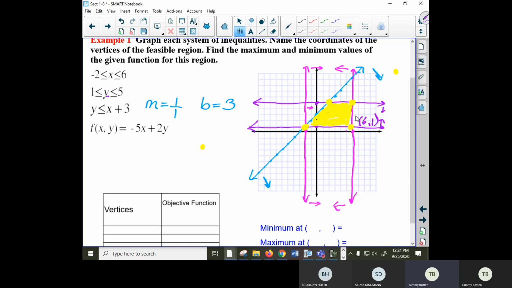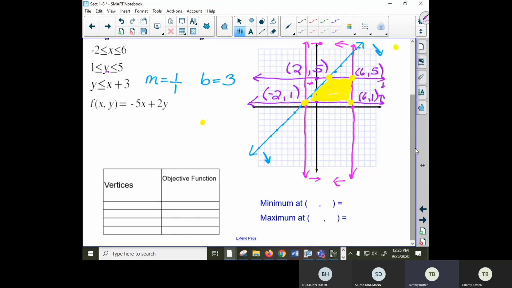Did you guys get 6, 6? Or is it 5? 6, 5, is it? It should be 6, 5, actually. 6, 5, yeah, okay, because this is at y equals 5. Then this point is over 2 up 1, 2, 3, 4, 5. So this would be the point 2, 5. And then this point here is -2 up 1. Is that what you guys got for your 4 vertices? Okay.